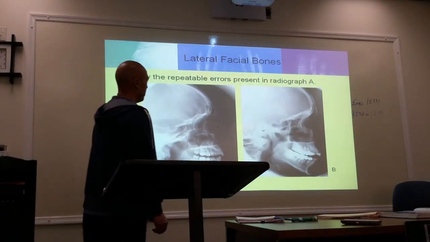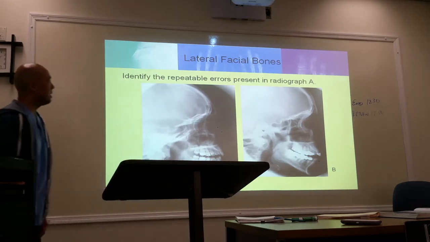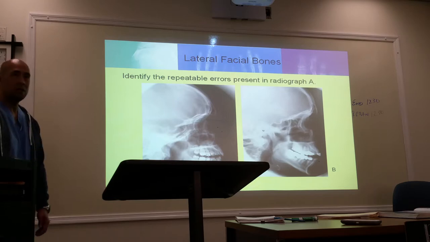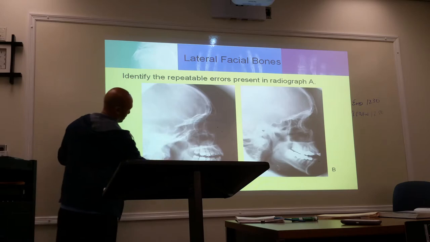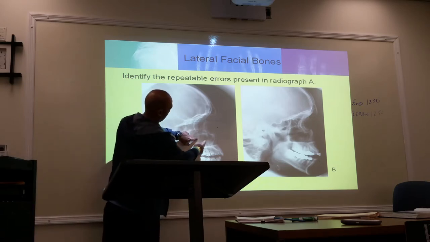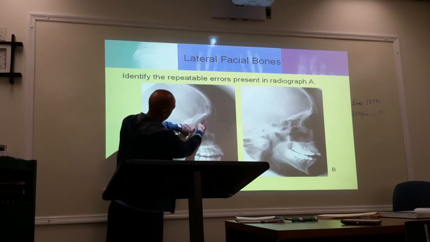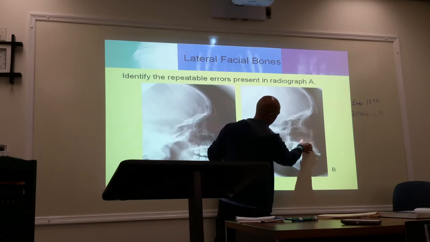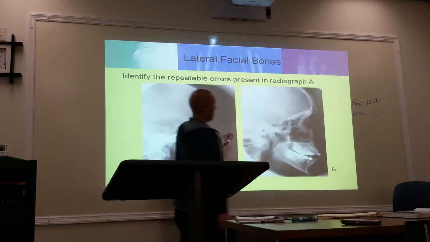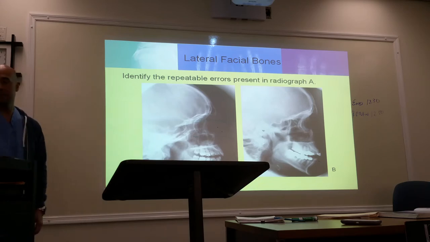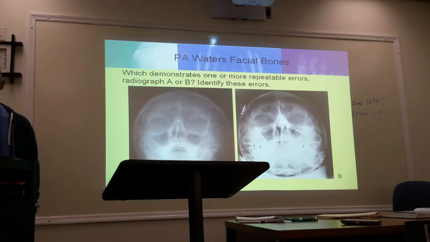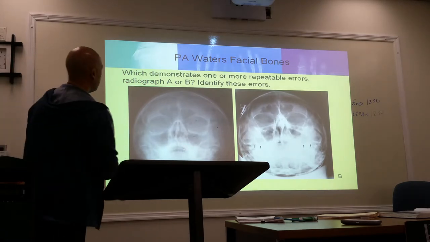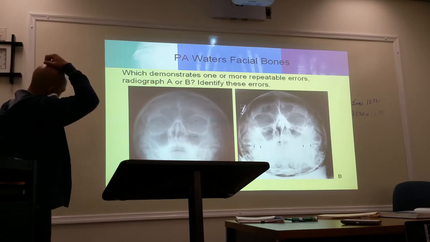Okay, so let's just look at this real quick. So identify the repeatable error in radiograph A. It's rotation. So you can see 1, 2. 1, 2. And then over here, you can see that you've got one. Okay, which demonstrates one or more repeatable errors, A or B? So this is a PA Waters.